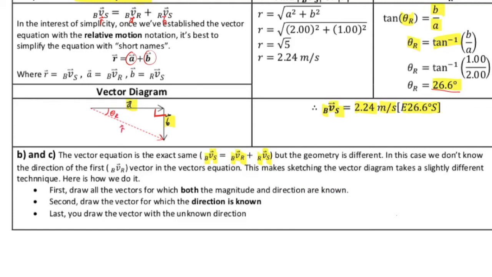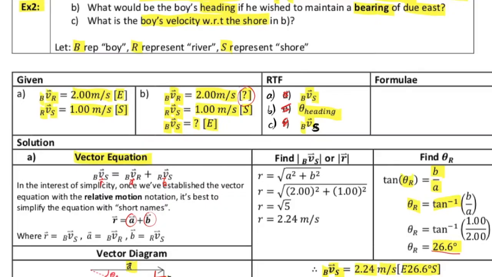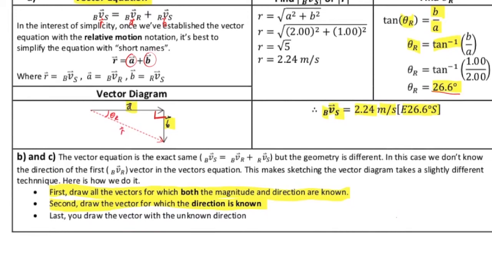When you run into that situation where you can't draw it directly, rule number 1 is you always first draw the vectors for which both the magnitude and direction are known. In this case, we know everything about the river's velocity with respect to the shore. We know that it is still traveling at 1 meter per second south. So we start with that vector first. Second, you draw the vector for which the direction is known. So in part B and C, we know the direction of the resultant. So we then start with the resultant. And then the last step is you draw the last vector, the one for which we don't have the direction.